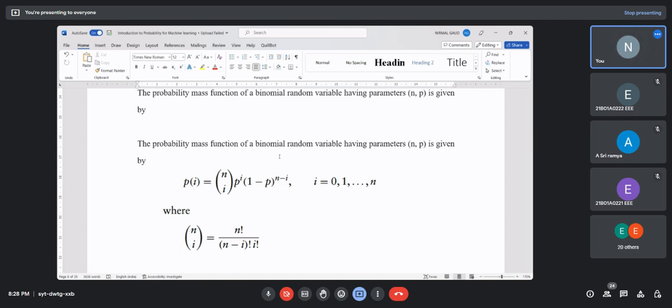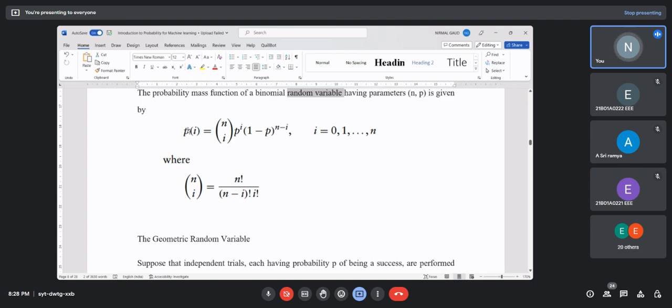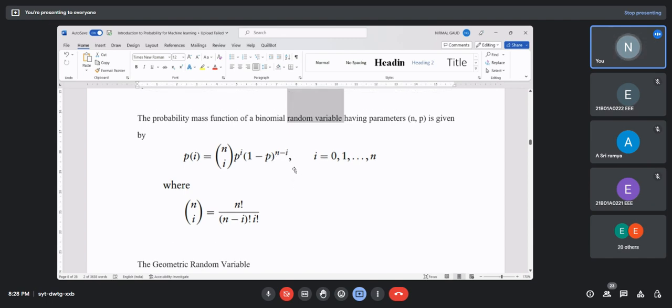Binomial function. Okay, so here it is. The probability mass function of a binomial random variable is given as p(i) equals n choose i times p to the power i times (1 minus p) to the power n minus i. And where n choose i is written as n factorial upon (n minus i) factorial into i factorial. You know about that permutation combination. This is the combination formula, nCr, n factorial upon (n minus r) factorial into r factorial. So this combination multiplied by p^i into (1 minus p)^(n minus i), that is your binomial random variable. That's said to be a binomial random variable.